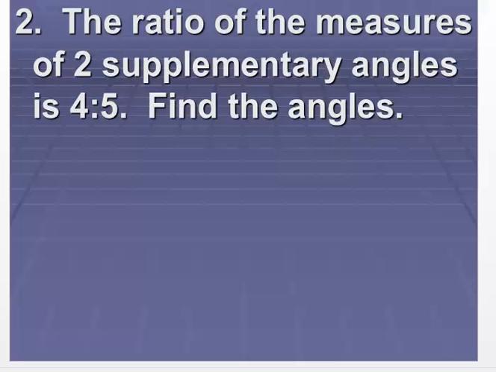Number 2, the ratio of the measures of 2 supplementary angles is 4 to 5. Find the angles. So I know that one of the angles is 4 parts, so 4x. The other one is 5 parts, so 5x. Supplementary means that the angles add up to 180 because the S in supplementary makes the 180. So we're going to add up our 2 angles equal to 180 degrees.